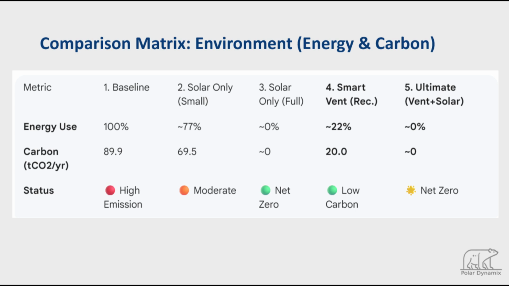In the baseline case, energy use is at 100% and carbon emissions are high. Adding a small solar system reduces energy use slightly, but emissions remain moderate. Installing a full solar system can achieve net zero carbon, but it requires a very large investment and does not reduce the actual energy demand of the building. The smart ventilation option shows a different approach. By improving airflow and reducing cooling demand, energy consumption drops to about 22% of the baseline and carbon emissions are significantly reduced to a low level, even without relying on large solar installations.